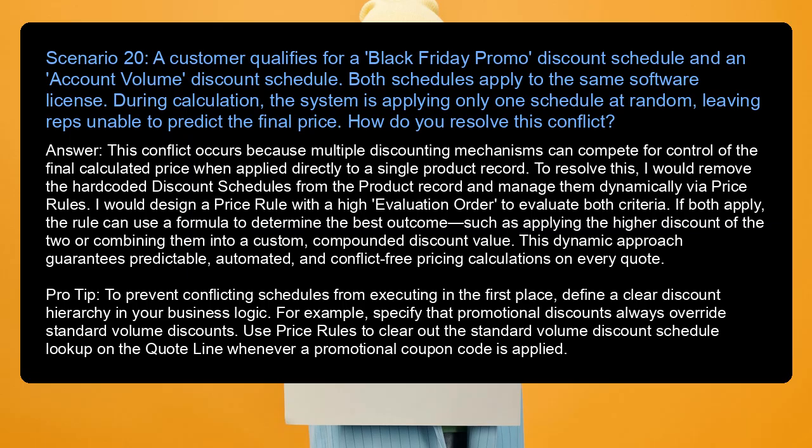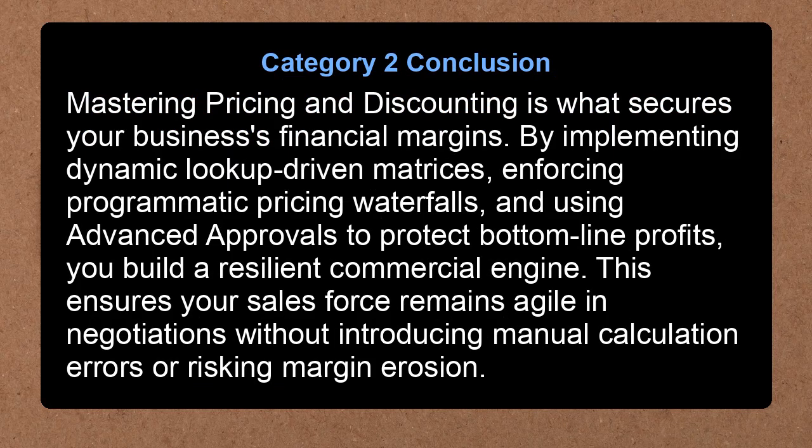Pro tip: to prevent conflicting schedules from executing in the first place, define a clear discount hierarchy in your business logic. For example, specify that promotional discounts always override standard volume discounts. Use price rules to clear out the standard volume discount schedule lookup on the quote line whenever a promotional coupon code is applied.